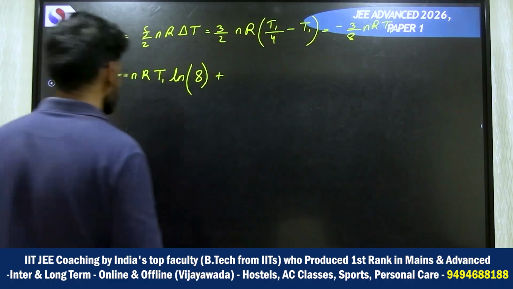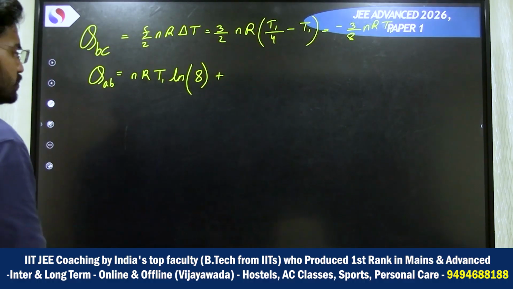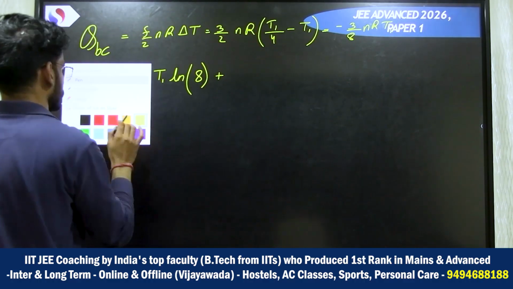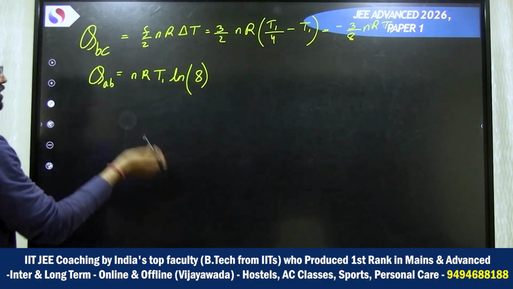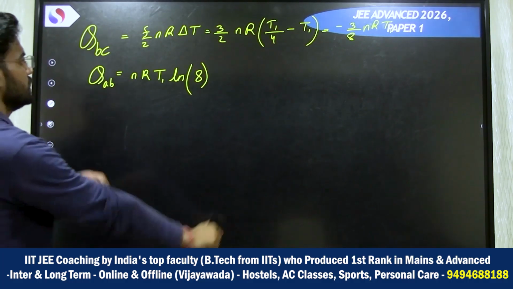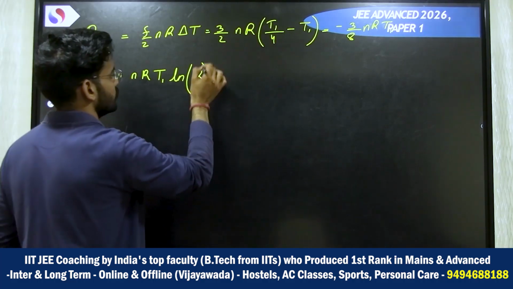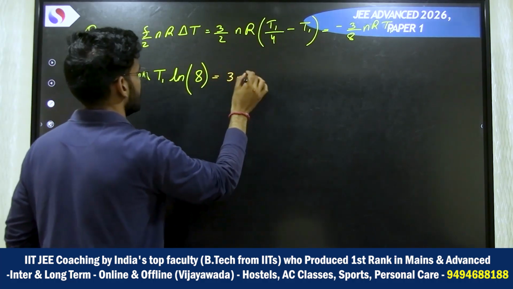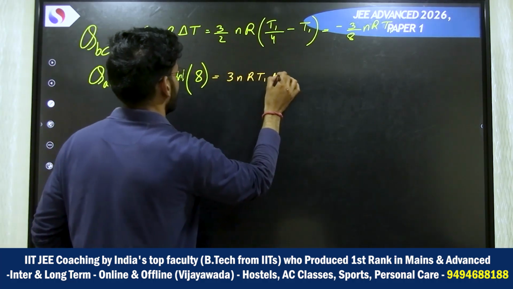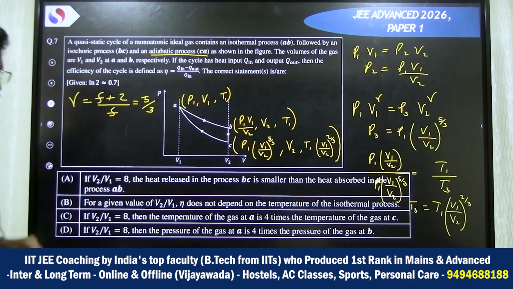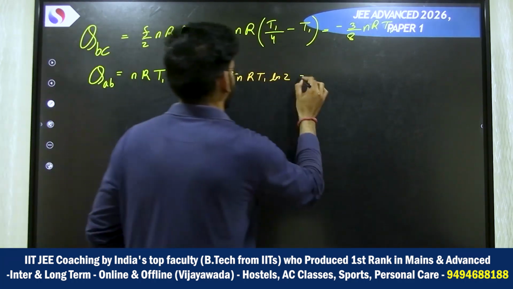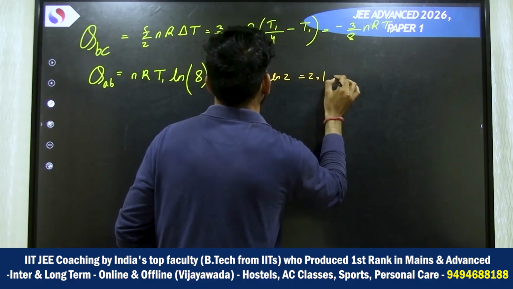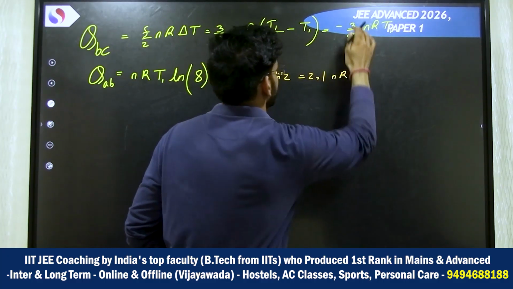Plus delta U. Delta U is 0 because it is an isothermal process. For the other process, delta U is f by 2 nR delta T, and delta T is not zero there. Here, ln 8 is 3 ln 2, so 3 goes out, giving 3 nRT1 ln 2. He gave ln 2 as 0.7, so consider 0.7, which gives 2.1 nRT1. And that other one is 3 by 8.